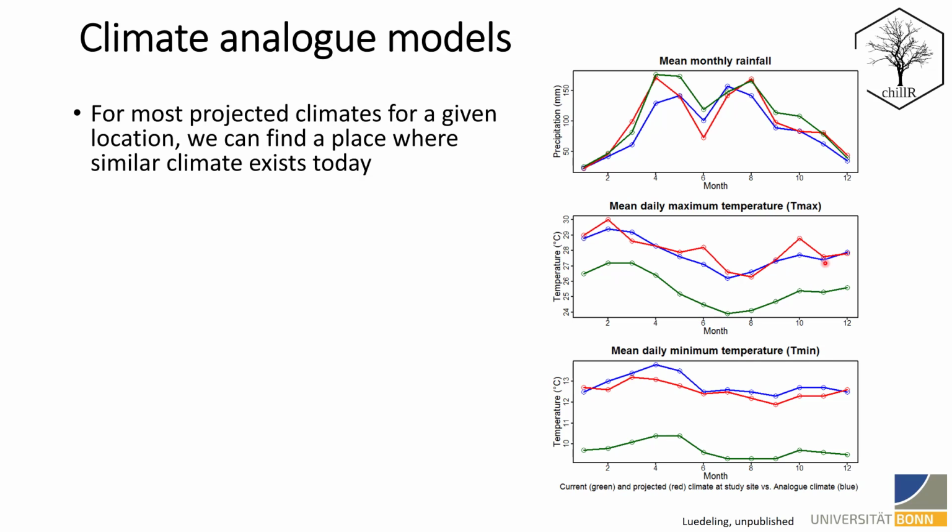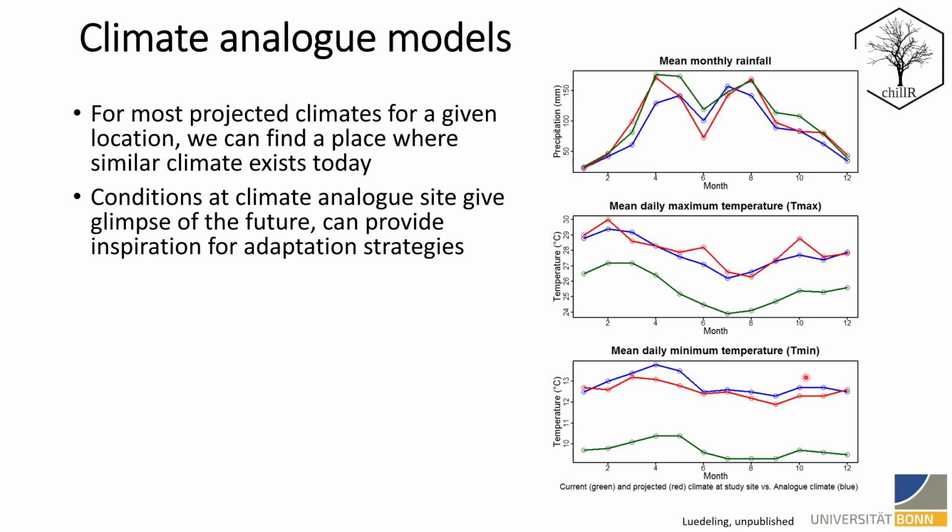Now, the blue line here is from a different place. Yeah? It's the current climate of another place. And you can see, because this is how it's been selected, this is actually pretty close. I mean, not very close for rainfall, but for temperature especially, it's pretty close to the red line. So basically, the climate we have there now is very similar to the climate we're expecting at the place that we're currently interested in the future for a particular scenario. That is our climate analog location.